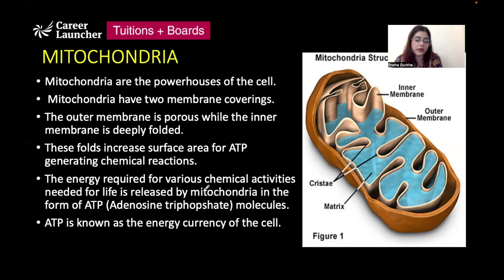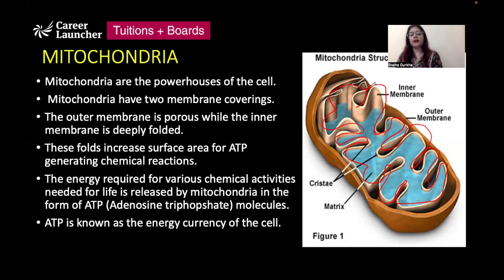थोड़ा सा porous होता है, pores present होते हैं outer membrane पे, पर जो inner membrane है आप देखेंगे it is deeply folded. तो जो inner membrane है उसमें हमें ये folds देखने को मिलेंगे, and these folds, they are known as the cristae, and they increase the surface area for ATP generation. ये क्यों folded होते हैं? So that we have more surface area for ATP generation.